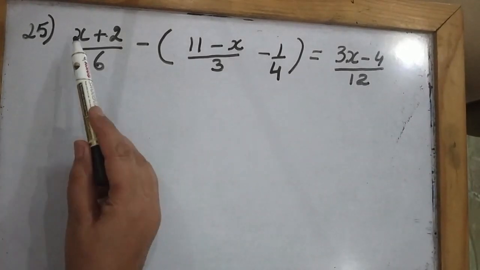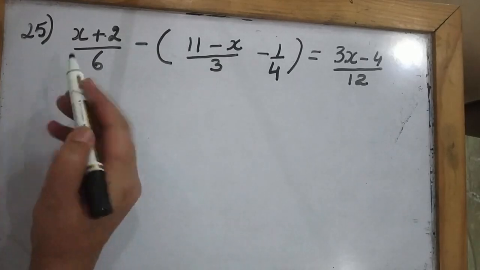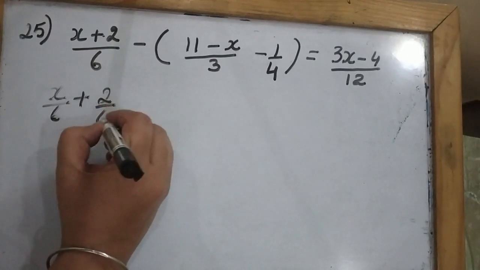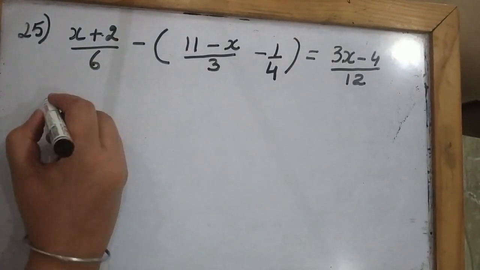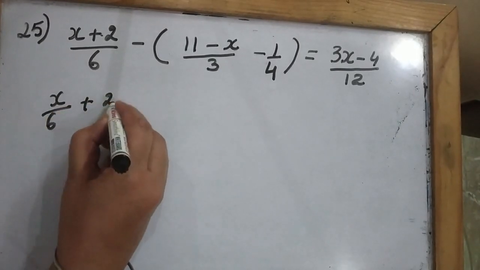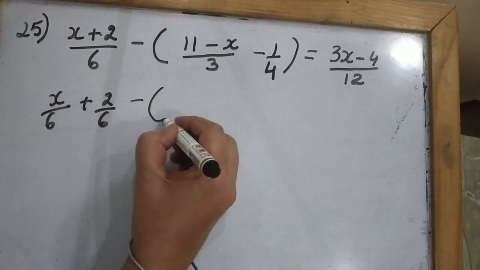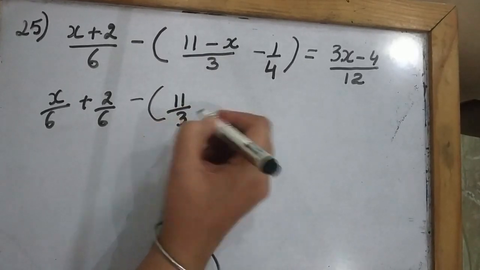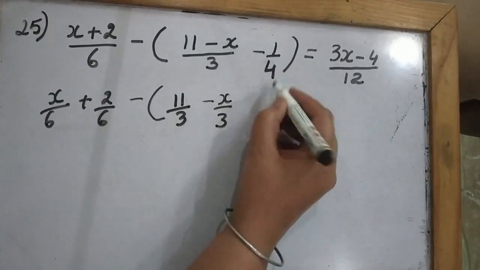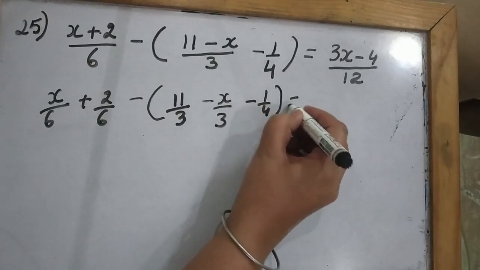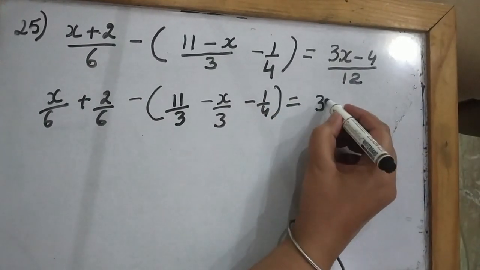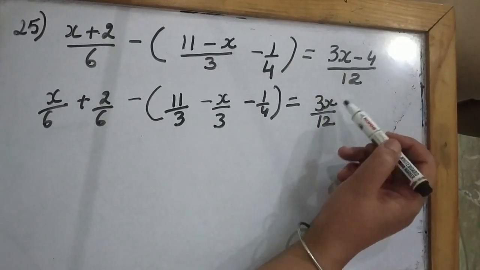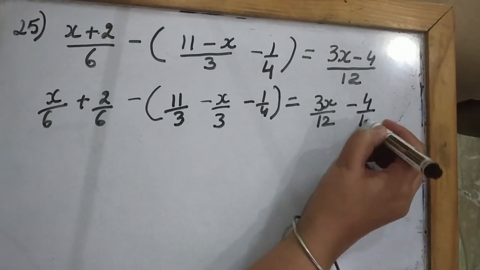As you can see, this is x plus 2. Both have the denominator 6. So I can also write this as x upon 6 plus 2 upon 6. Now inside the bracket also 11 minus x is divided by 3. So I can write this as 11 upon 3 minus x upon 3, and you have minus 1 upon 4. And the other side you can write 3x upon 12, as both 3x minus 4 has the denominator 12. So 3x upon 12 minus 4 upon 12.